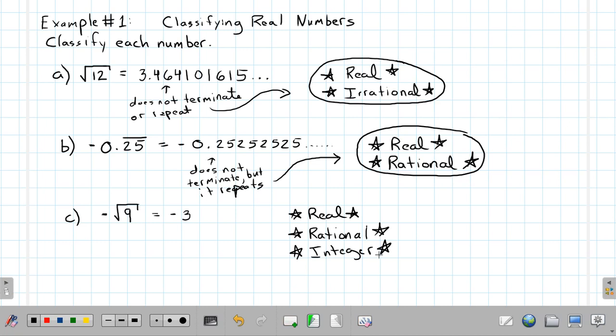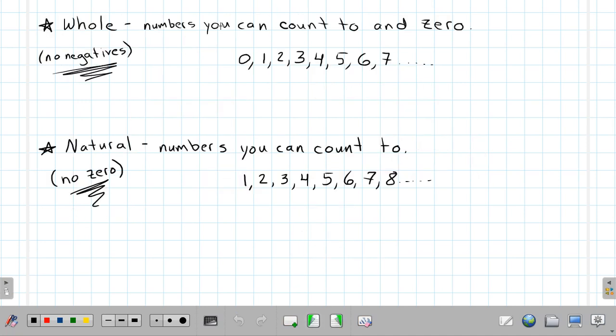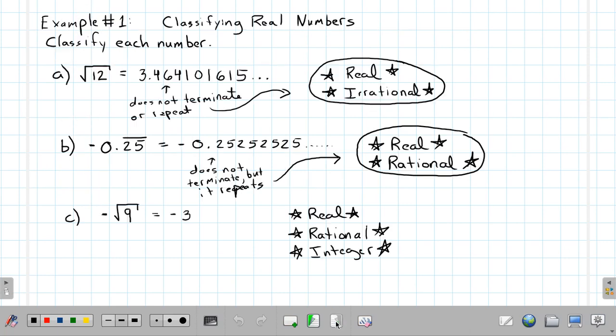But then that's actually where we end up stopping, because now we would go and say, well, is it a whole number? Well, we got the negative 3. Once again, no negatives with the whole numbers, and the same thing with the natural numbers. So since this number is a negative, it is not whole and it's not natural. So that's it. The number is real, rational, and an integer. And that's it.